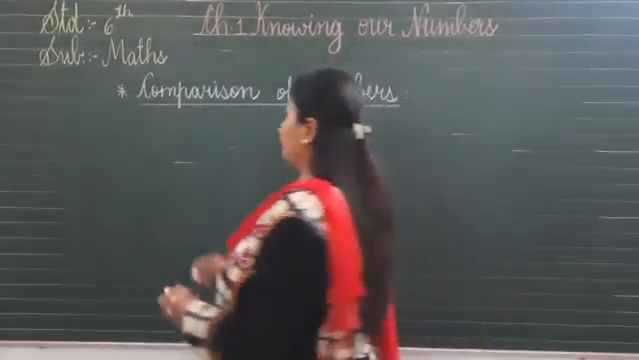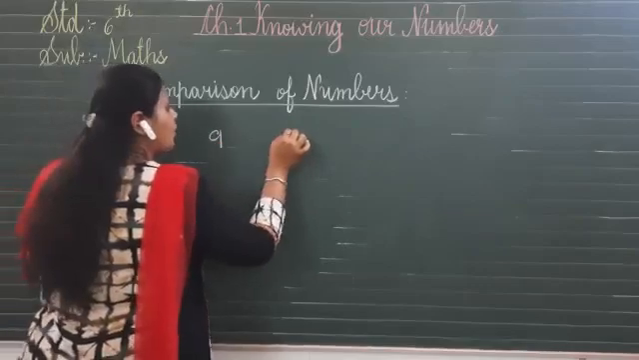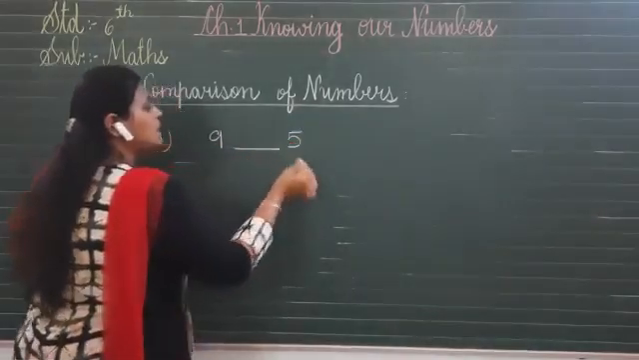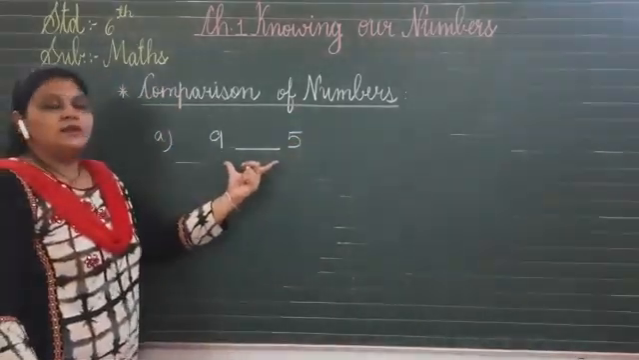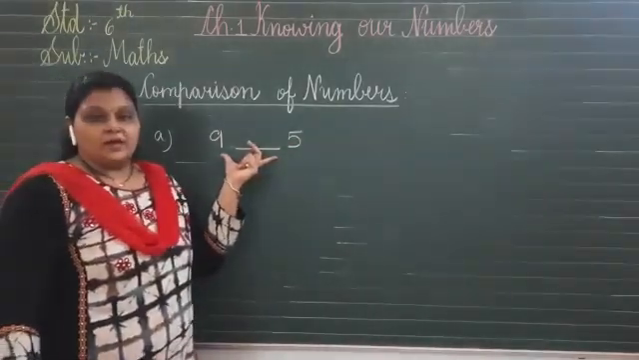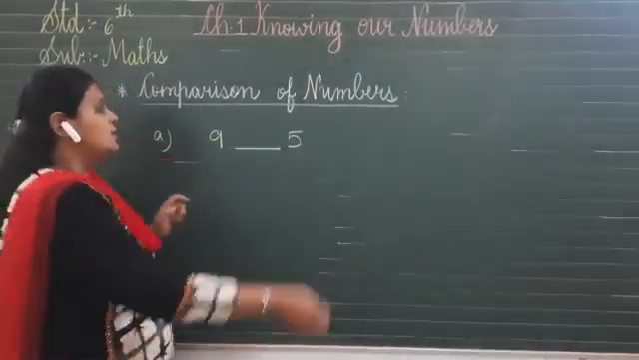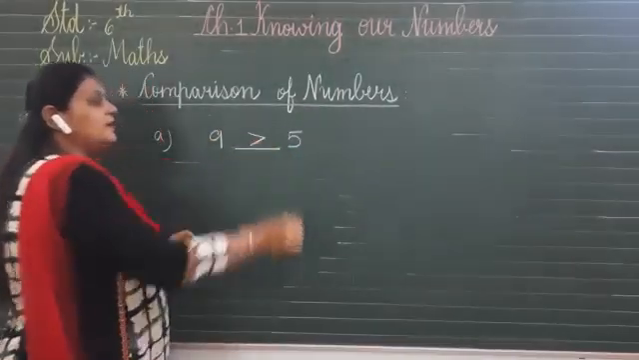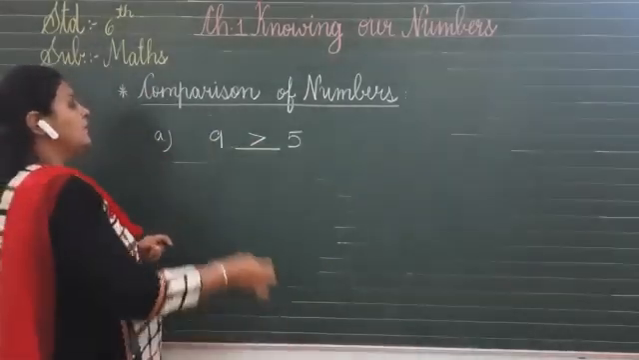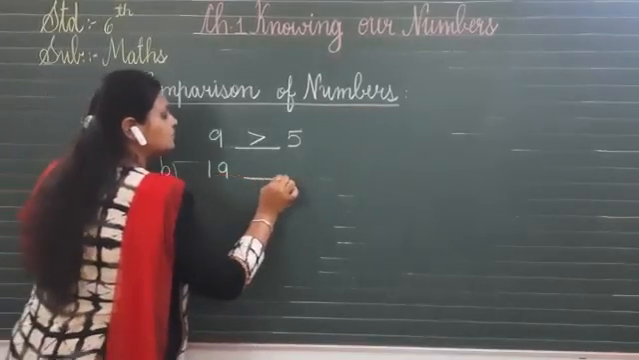Now we will take different examples. First example is of 1 digit. Now if it is of 1 digit, then easily we can compare it. That 9 is greater than 5. So here we will insert the sign accordingly.